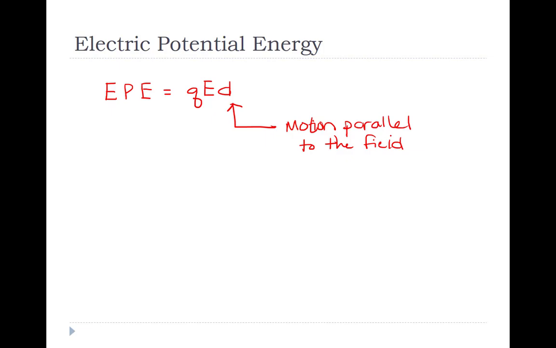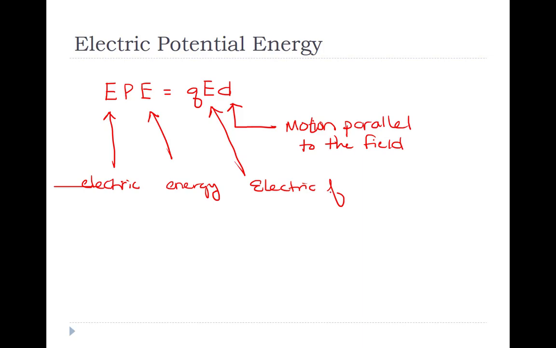Okay, the other thing that maybe has not hit you yet, but will shortly, is that we have 3 E's in this equation. And all 3 mean something different. So, the first one is just the word electric for electric potential energy. Ooh, can't spell, but that's okay. We'll fix it. This E is energy. And this E is the electric field. As I said, 3 E's, 3 different meanings. There they are.